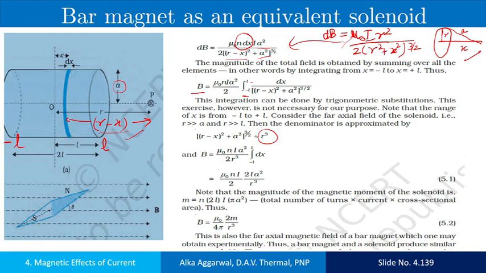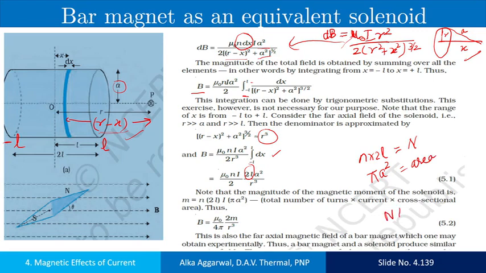So all these values do not change. These are constants, so put them outside the integration. Now integrate with respect to the length of the solenoid, which is 2L. As n into 2L is the total number of turns of the solenoid, and pi a square is the area, and I is the current.